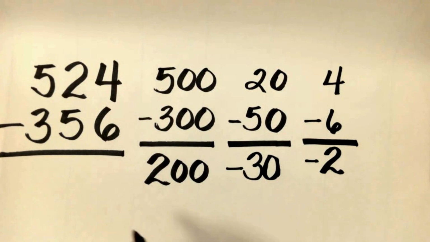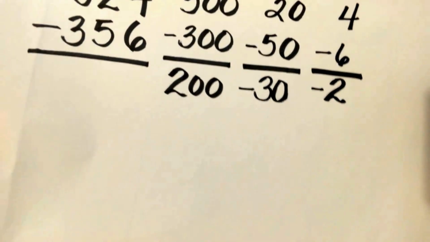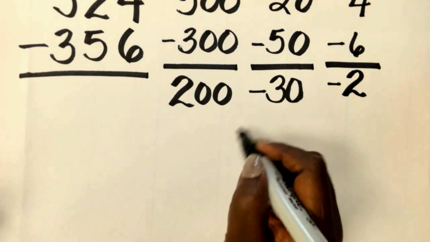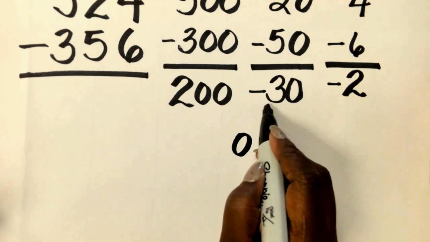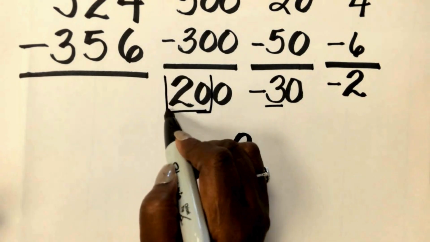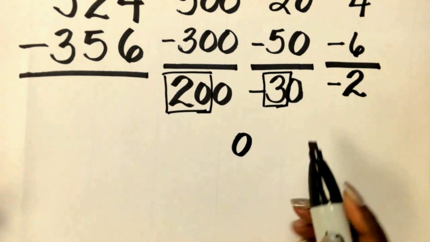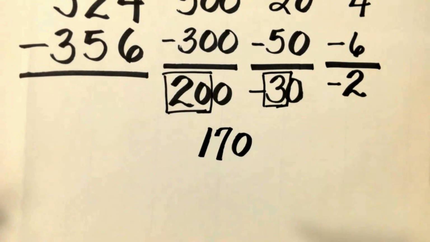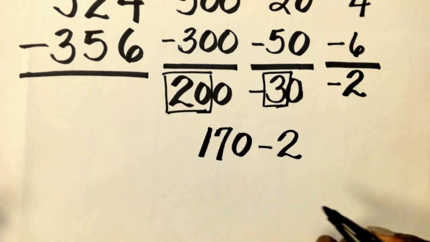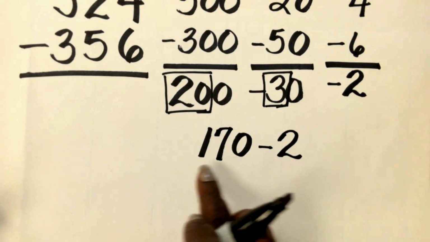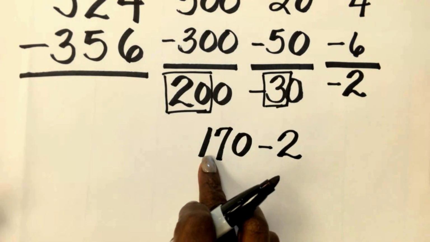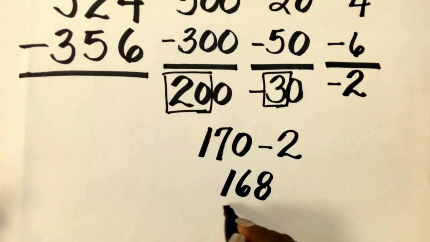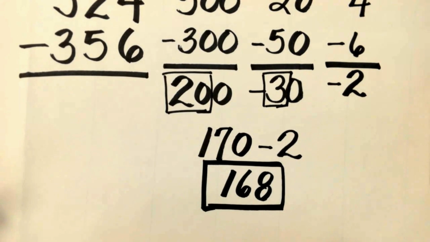So I'm saying 200 minus 30 minus 2. Y'all with me? So 200 minus 30. Move it up so we can see. I can say 20 minus 3. I can take 3 from 20. That's going to give me what? 17. That's 170. Minus 2. So if I count back from 170, 169, 168. Because I counted back. And there's my answer, 168.